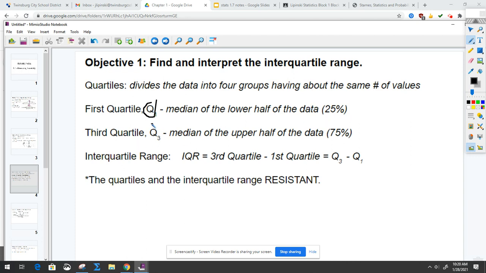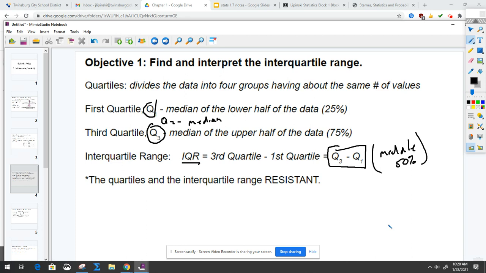The third quartile is the median of the upper half of the data, or 75%. And of course, Q2, which we don't show, is the median. It's the actual median that we found in yesterday's lesson. So the interquartile range, known as the IQR, is the third quartile minus the first quartile, or Q3 minus Q1. And that is known as the middle 50% of the data. Okay, so the IQR is the middle 50% of the data.